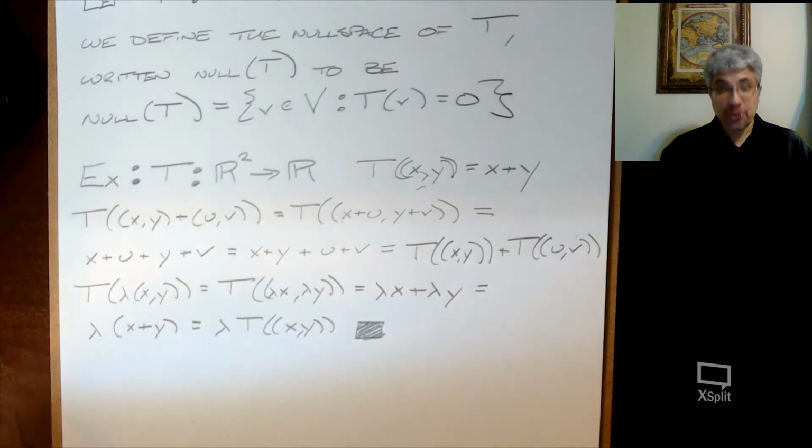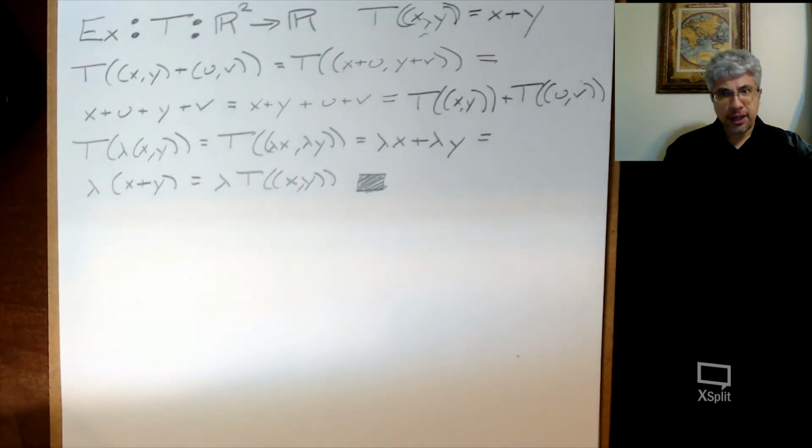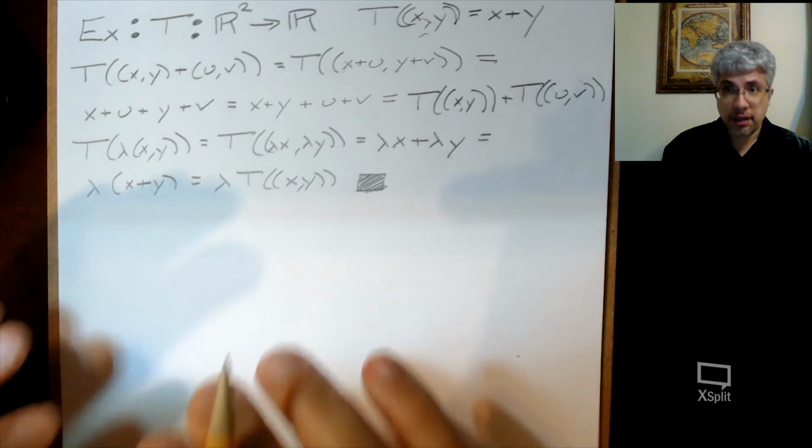So you don't have to prove something's linear if I'm telling you, this is a linear map, find the null space. But just so you know that. Okay, so now let's move on to the null space portion.